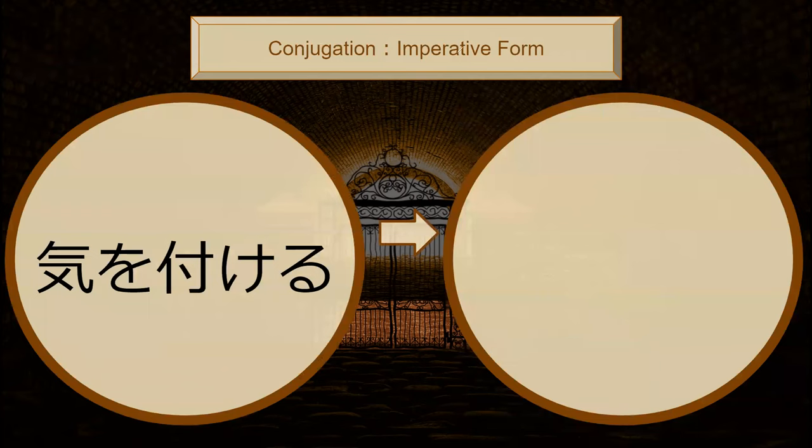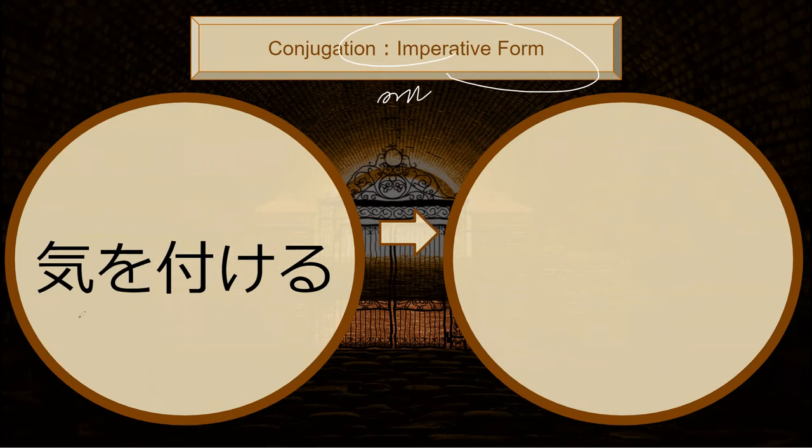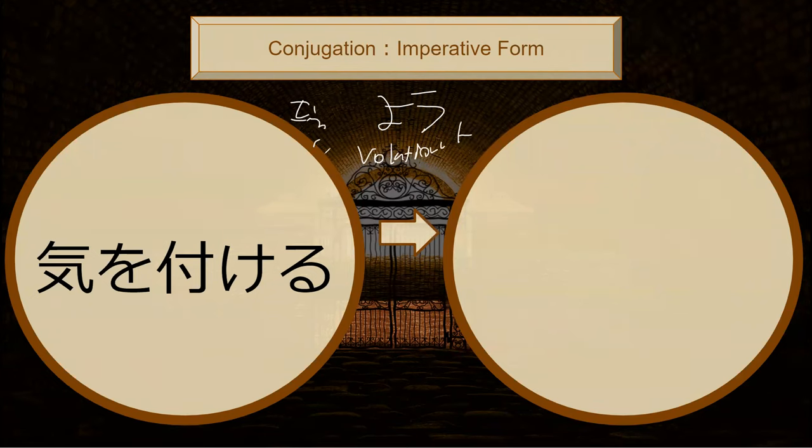What is the imperative form, the order form? We saw one of these earlier today when you were reading things Nebody said. Ki o tsukeru. So it's ki o tsukeyo. Good guess. Ki o tsukeyo is volitional form, which means I'm going to. Here he's ordering someone to do something. You be careful, not I'm going to be careful. You have a second guess? Ki o tsukero. Perfect. Ki o tsukero. Be careful.